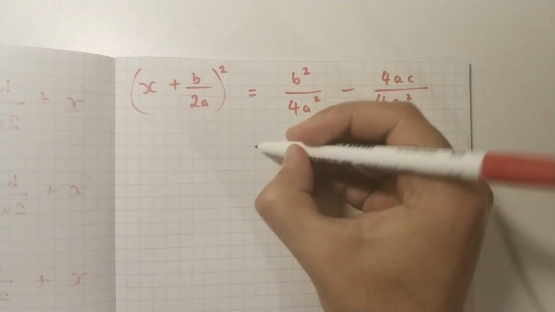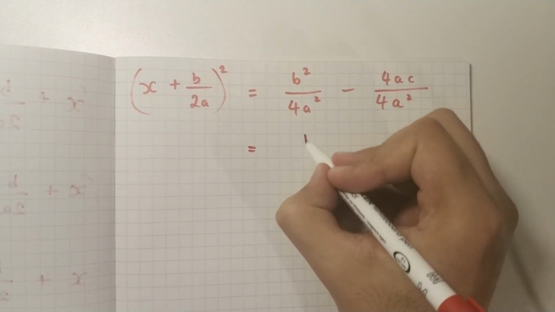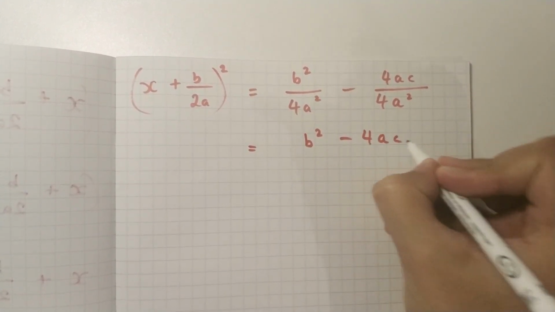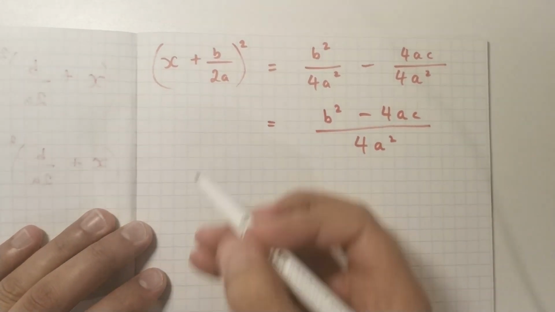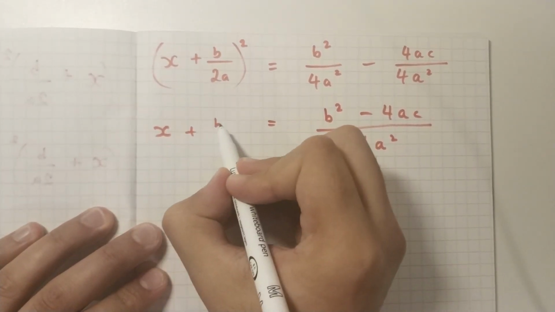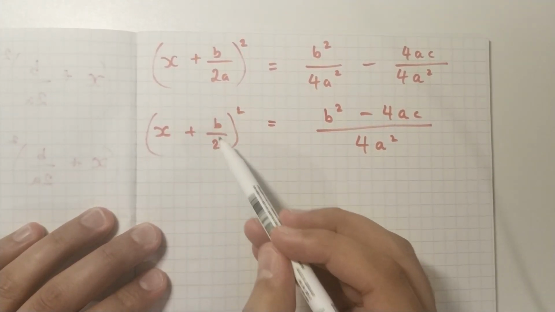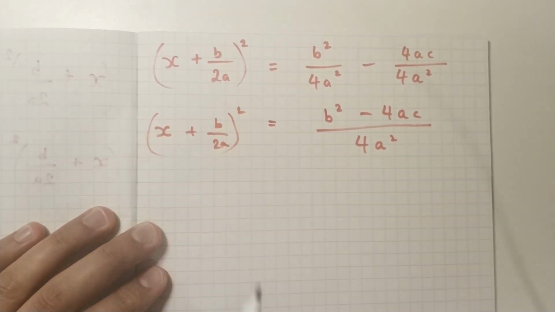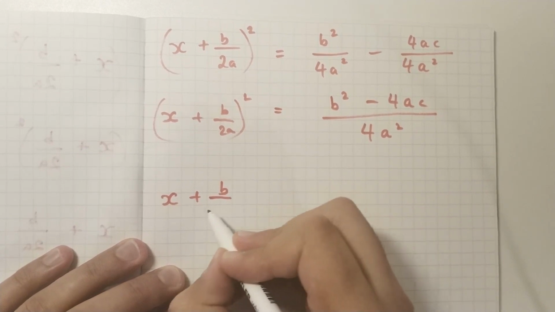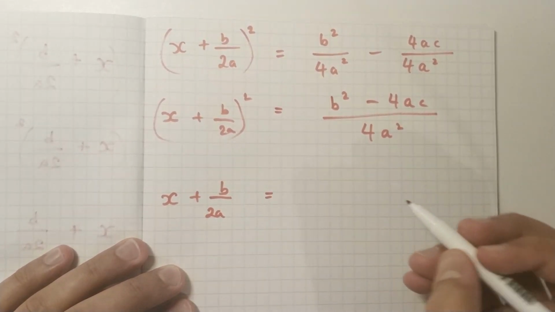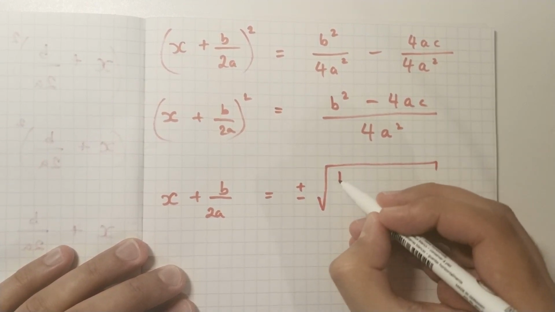Next thing I'm going to do is put this over one denominator. So b squared minus 4ac over 4a squared. And of course I want to isolate the x. So I'm going to try and get rid of the square, the b over 2a, etc., so I end up with just the x. So I'm going to square root now, both sides. By square root, remember you're going to get two solutions, so you have to have the plus or minus there.